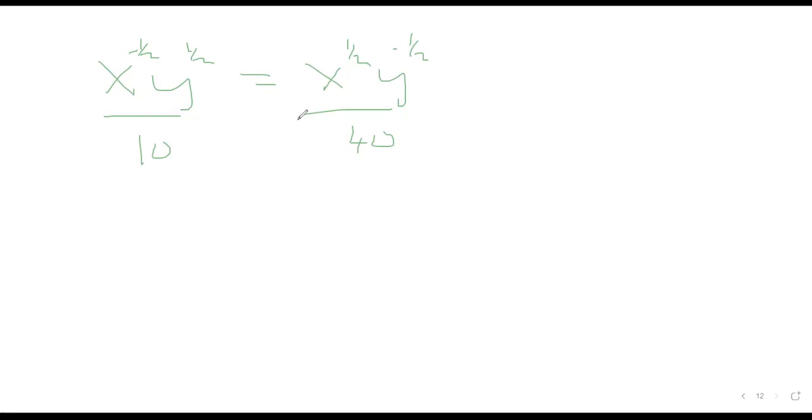Okay. So now, using indices, the guy with the negative will go down there. In this case, which guy will go down? The x. So x to the power half. And here, which guy will go down there? Our y. So y to the power half.